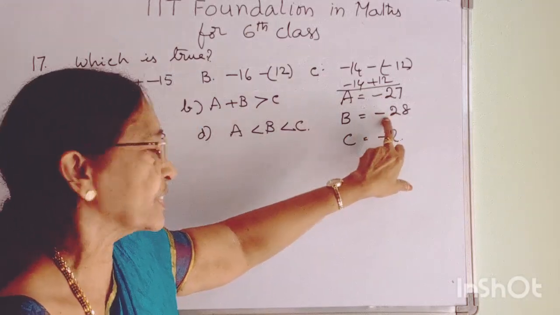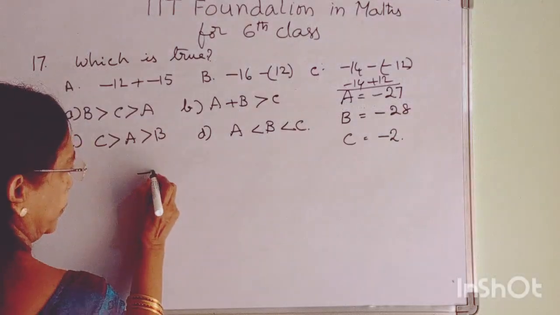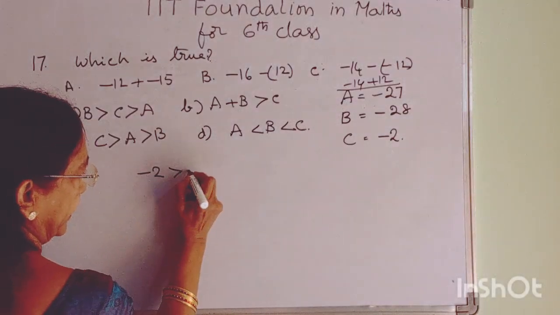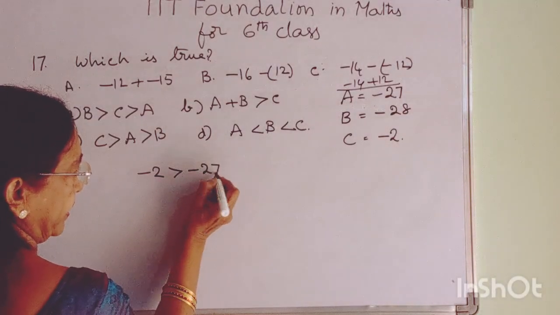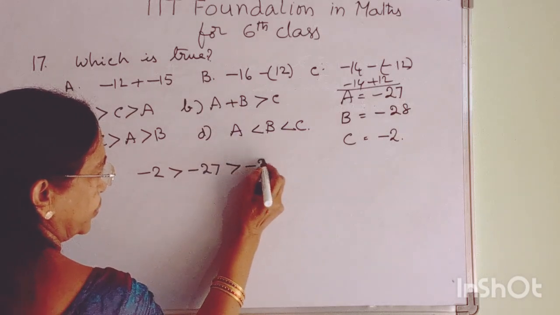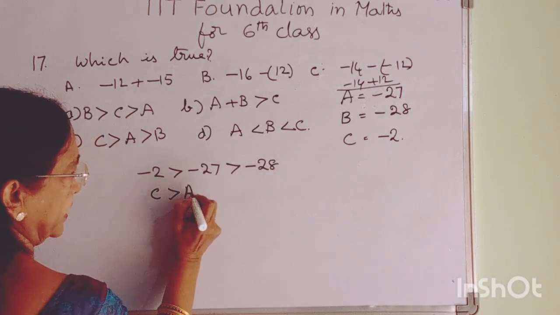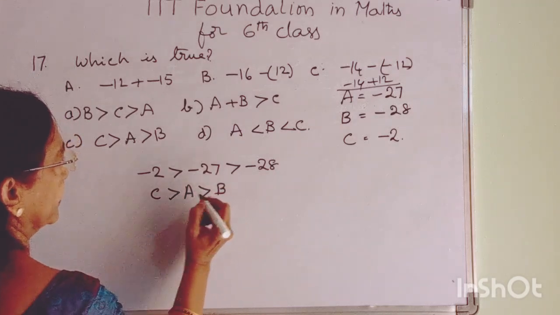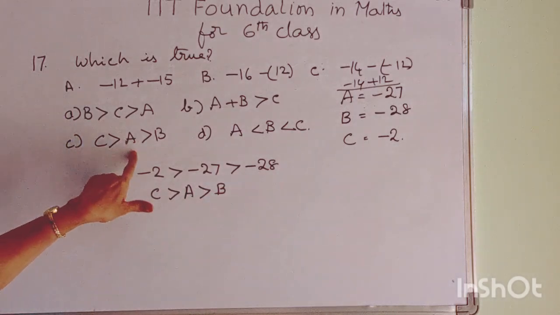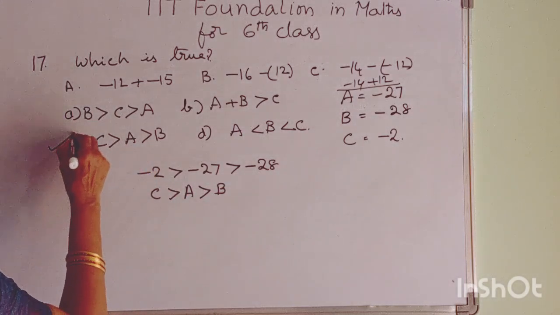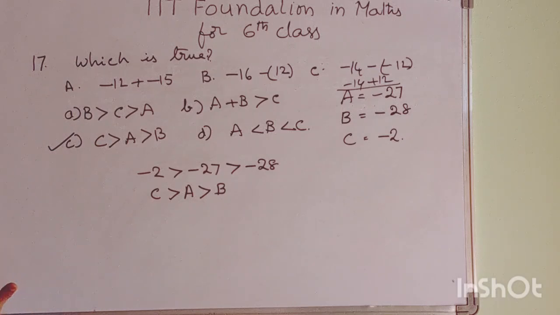Next, the smallest is minus 28. Minus 2 is greater than minus 27, which is greater than minus 28. That is, C is greater than A, which is greater than B. So C is greater than A is greater than B. This is correct. This statement is true.